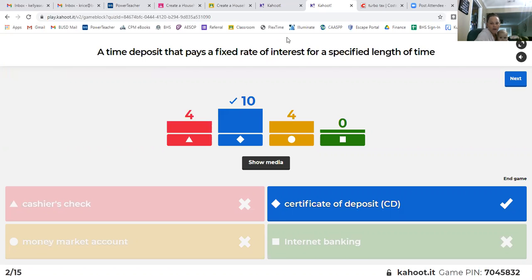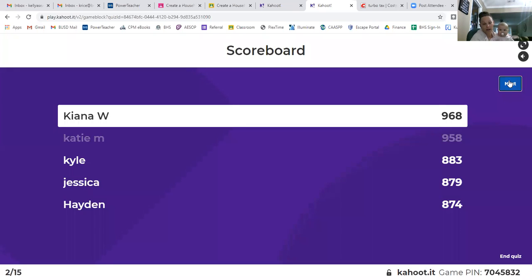A money market account is a different type of savings account to invest money in, where it's based on the market rate for interest at the time, and it fluctuates.